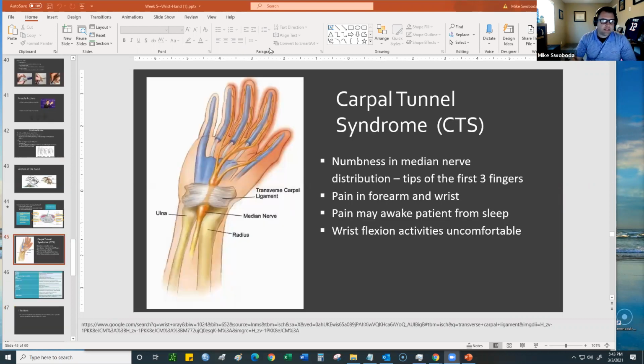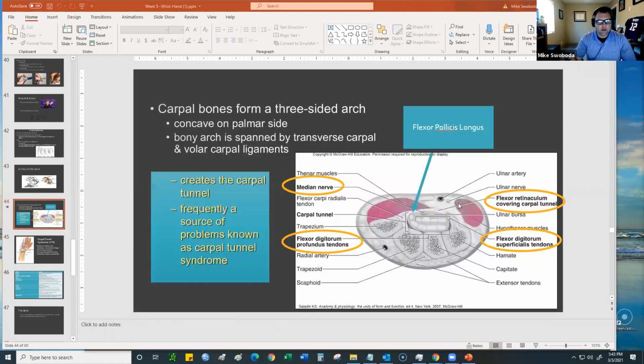Now, this here, this transverse carpal ligament, this is what holds it all in place. So you have that holding this down, kind of like that.